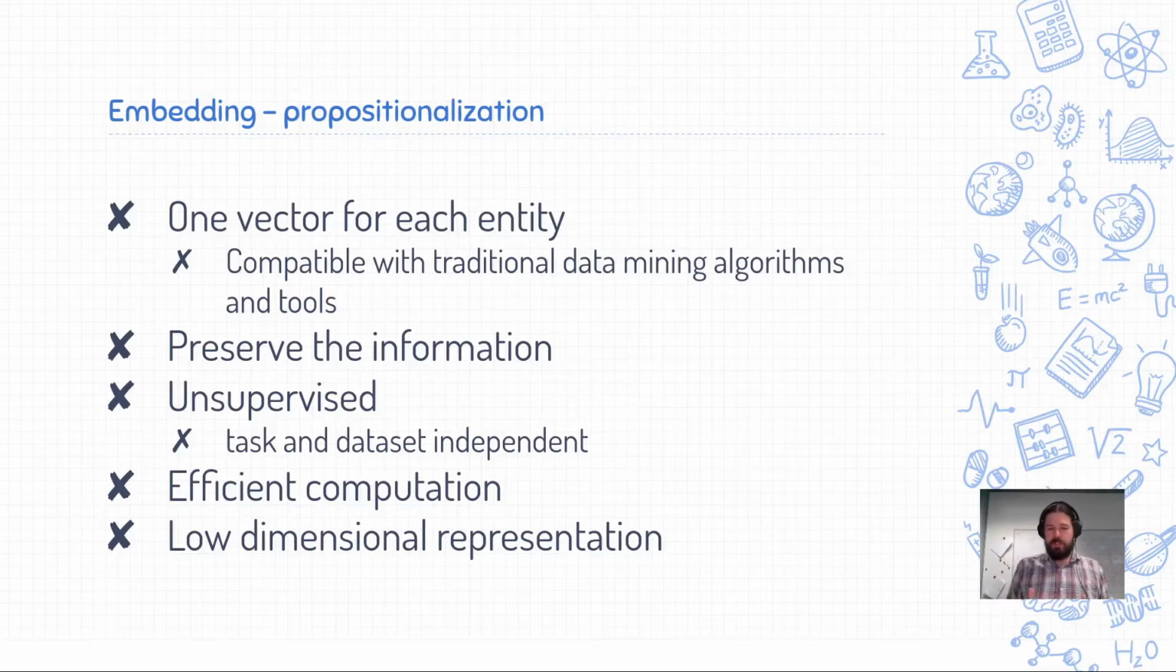Besides, as already discussed before, we want efficient computation. If we get a graph with, say, 5 million or 10 million nodes, we should still be able to do this embedding. And finally, we want a low dimensional representation. If the original graph has 10 million nodes and a lot of connections, representing that in a normal vector format takes a lot of space. What we want is rather a low dimensional representation of the same thing.